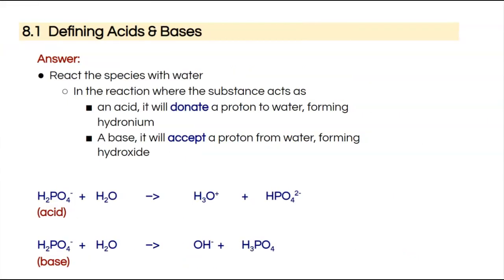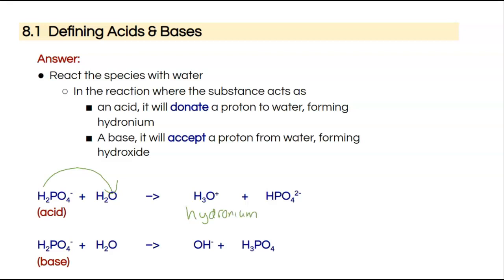All right, here's my solution. This is how I would go about this problem. I would react each species with water. So down here, I've got my H2PO4 minus with water, and I'm going to show it acting as an acid. As an acid, it will donate a proton to water, forming hydronium. So if it's an acid, then I'm going to see it donating a proton to water. And when it donates a proton to water, I end up with my hydronium.